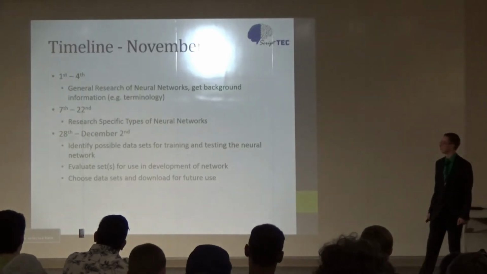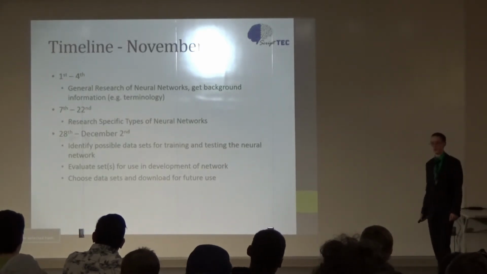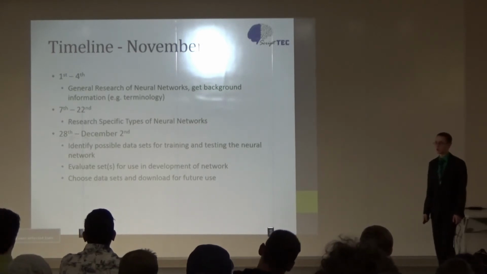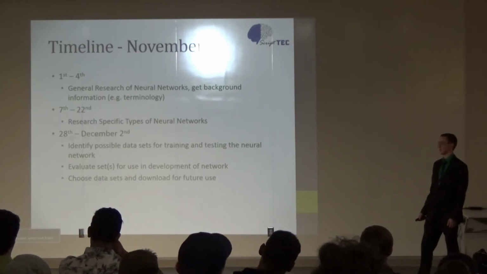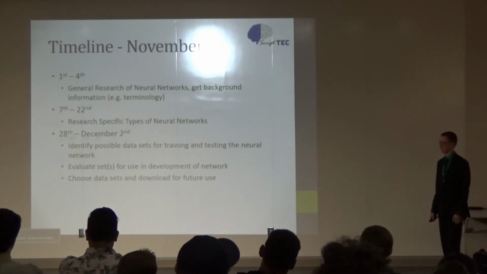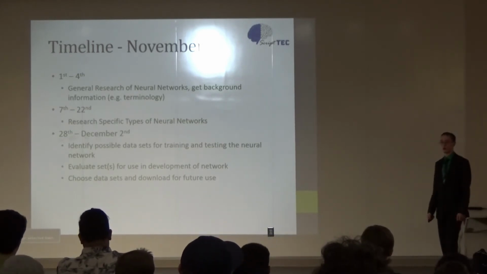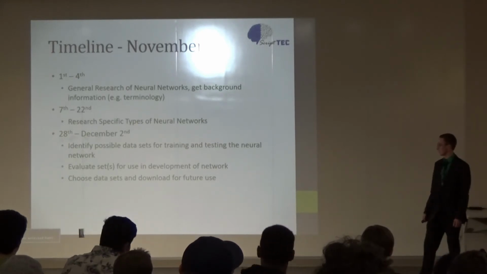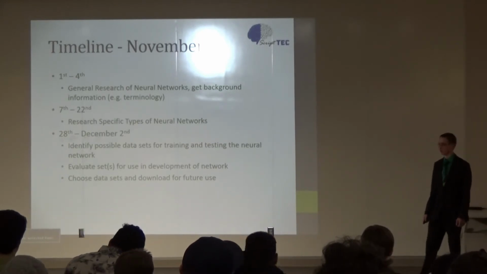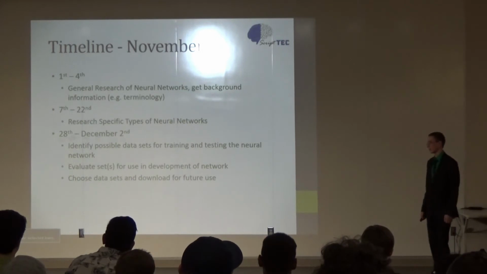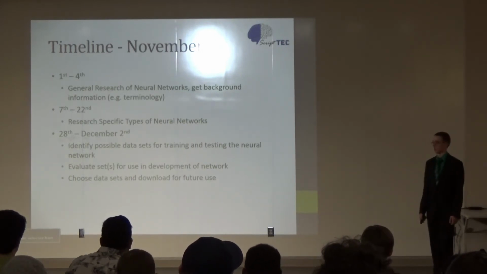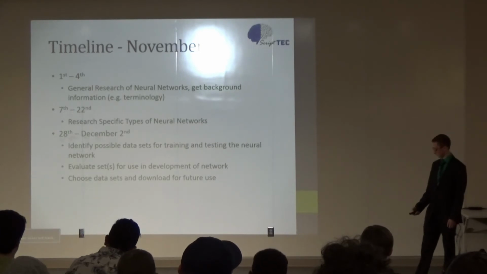So now onto my timeline. In the beginning of November, I was just getting into the general research. This is where I made a basis of understanding for the rest of my project. So I researched neural networks in general, as well as specific types of neural networks. And this is where I decided to use a convolutional neural network. I also looked at data sets, which is where I found MNIST, which I'm using on my neural network now.